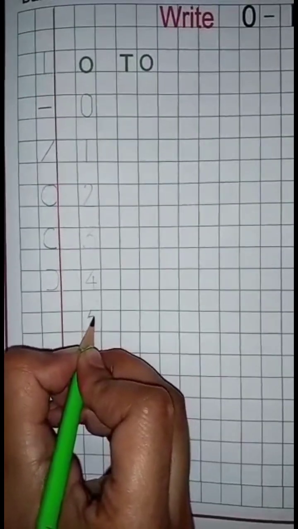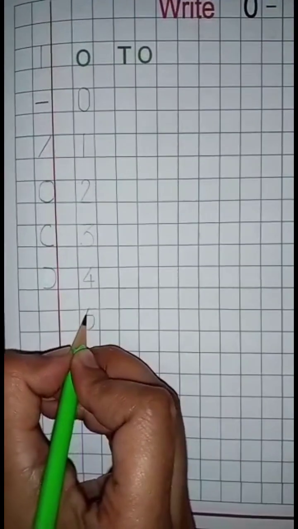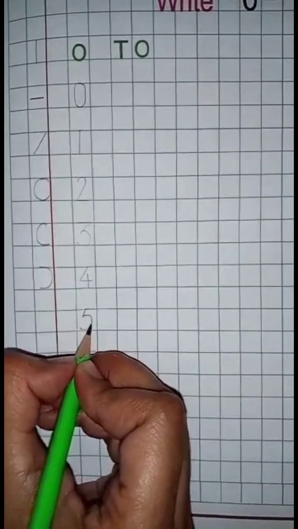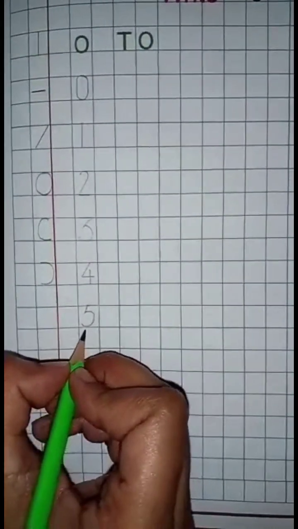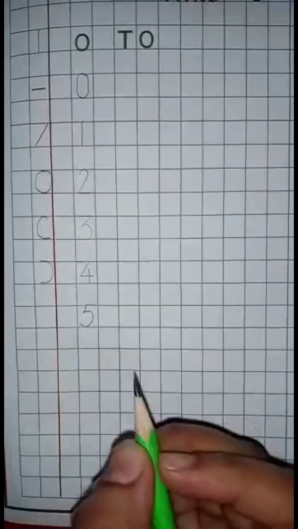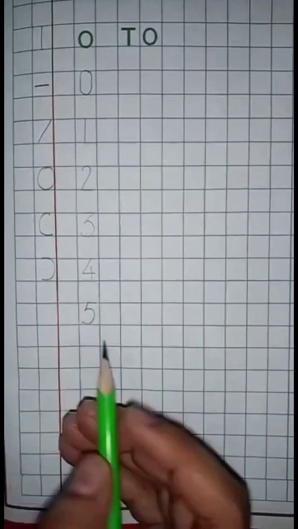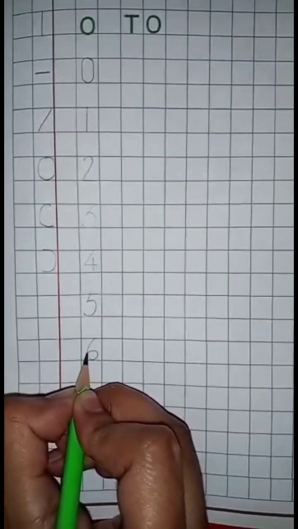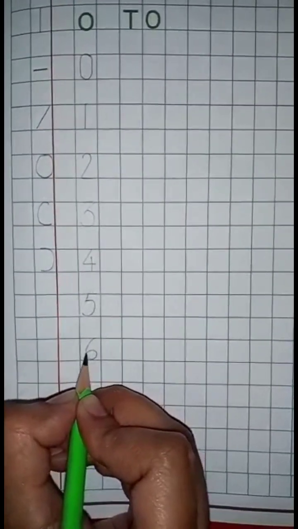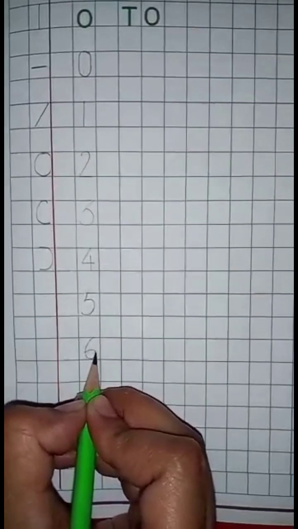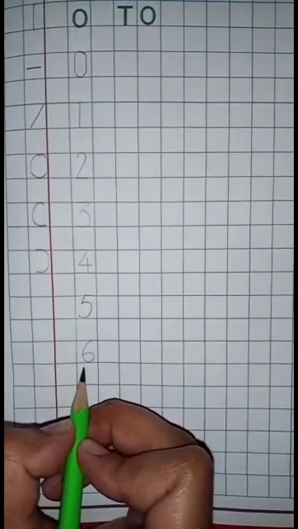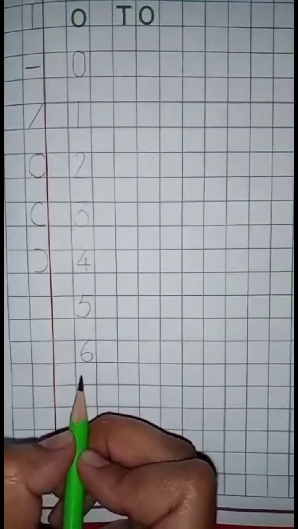Sleeping, slanting, half curve, to make a number 5. C curve and circle it, to make a number 6.